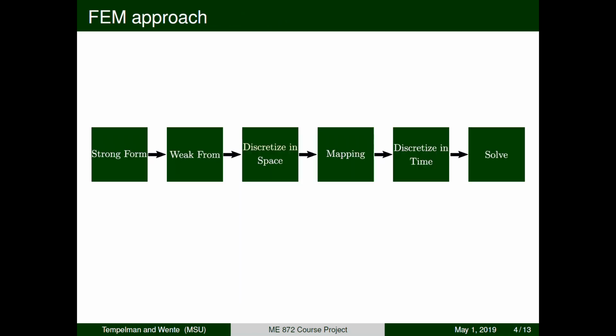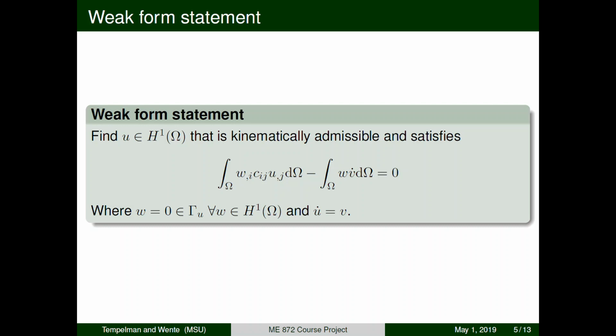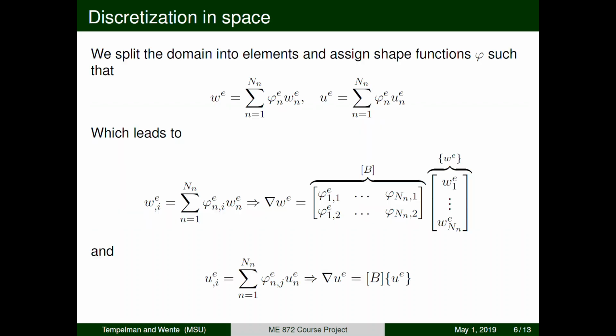We went from the strong form to the weak form, then we discretized in space, mapped it to the master element, then we discretized it in time, and then solved the problem. We found the weak form by multiplying it by some arbitrary function so that we could find U that is within the first Hilbert space and is kinematically admissible.